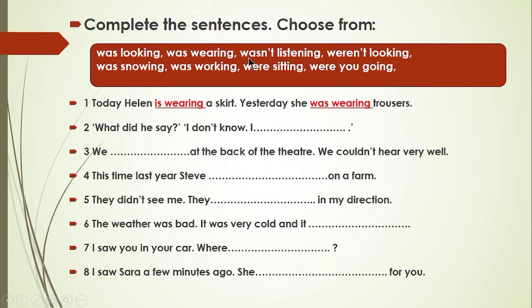Okay, we have a small simple activity here. Complete the sentences, choose from the list. You have to pick the helping verb and verb from this list, and you have to complete the given sentences. For example, the first one has been done for you. Today Helen is wearing a skirt, that is present continuous. Yesterday she was wearing trousers. What did he say? And the answer is I don't know. Why? Because I was not listening. So you have to pick wasn't listening. Complete the rest of the blanks yourselves, picking the words from the list.